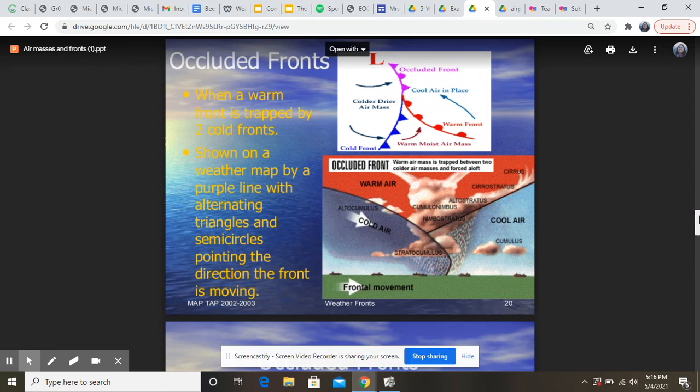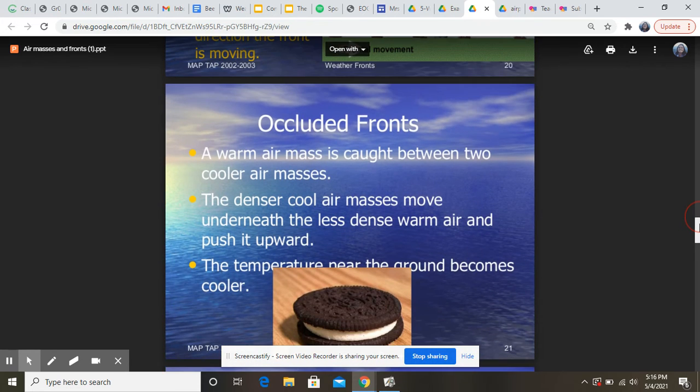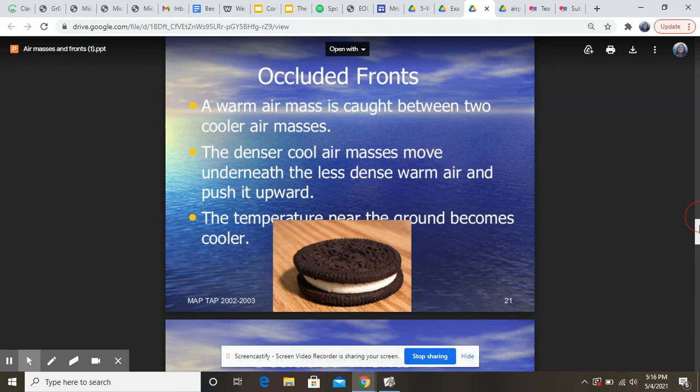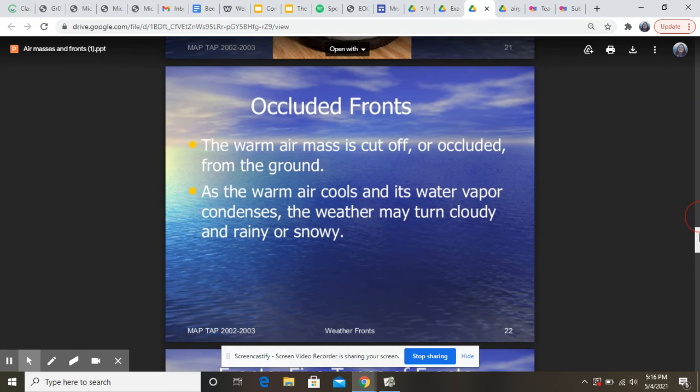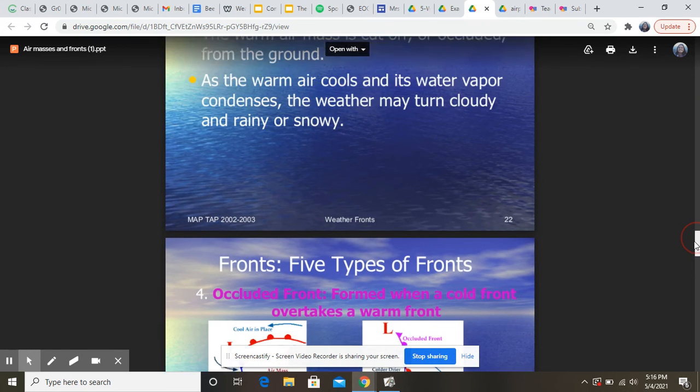Next is an occluded front. It's when a warm front is trapped between 2 cold fronts. So a warm air mass is caught between 2 cooler air masses. So as the warm air cools and its water vapor condenses, the weather may turn cloudy and rainy or snowy. So during this front, it also will become rainy and stormy.